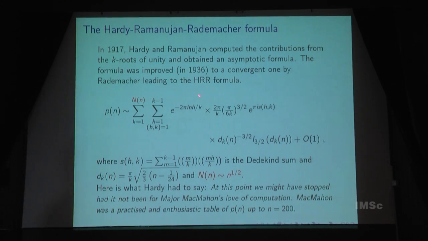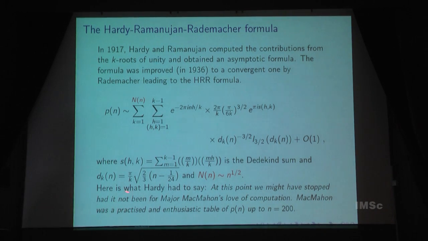There is always this e power minus 2 pi i n h by k, that is the term which was already there, and this is a nice sum which is called a Dedekind sum. This is just what you call this function, what is this function called? Ramp function, or a sawtooth function, or a Bernoulli polynomial.